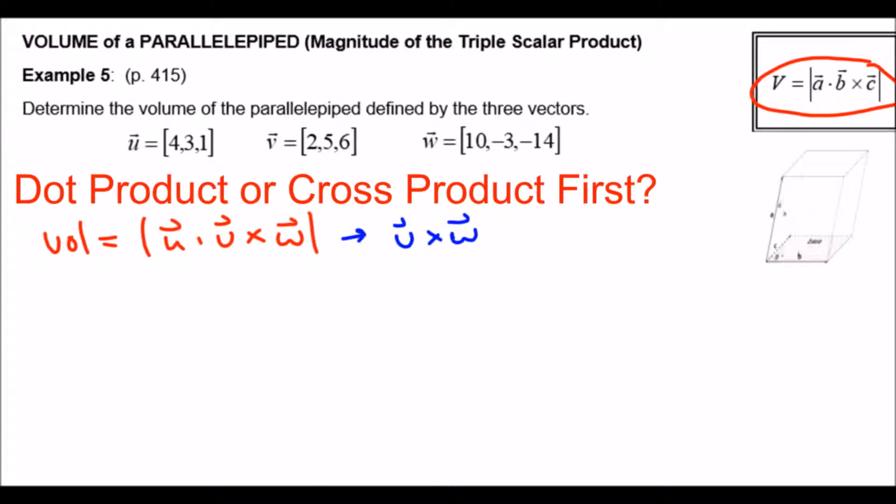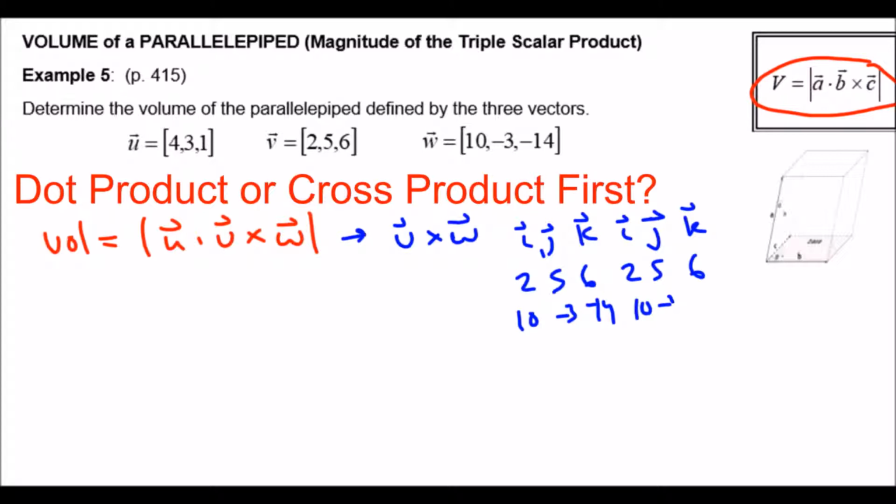So here we go. I'm going to have I, J, K, I, J, K, and I write my V vector first, so 2, 5, 6, 2, 5, 6, and then my W vector next, 10, negative 3, negative 14, 10, negative 3, negative 14. These are getting close, so I'm going to do this and this, then this minus this, and then finally this minus this. All right, so V cross W, here we go.